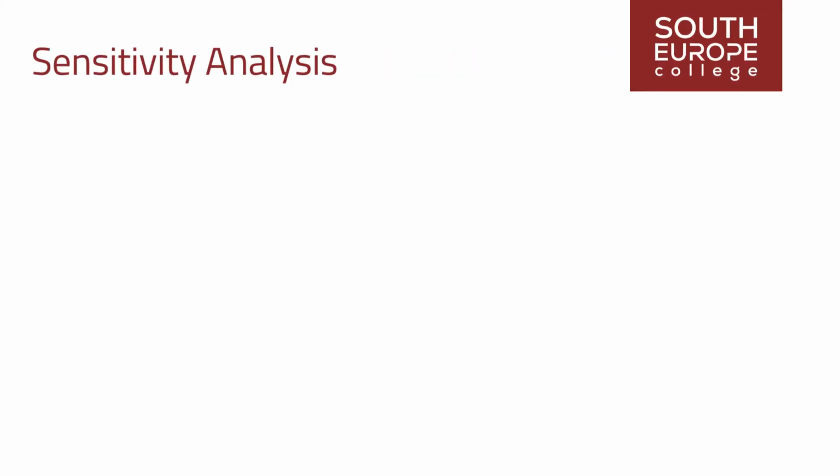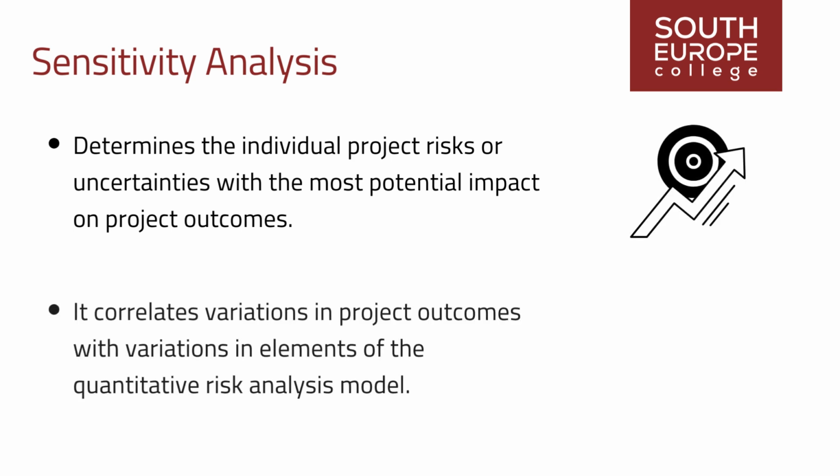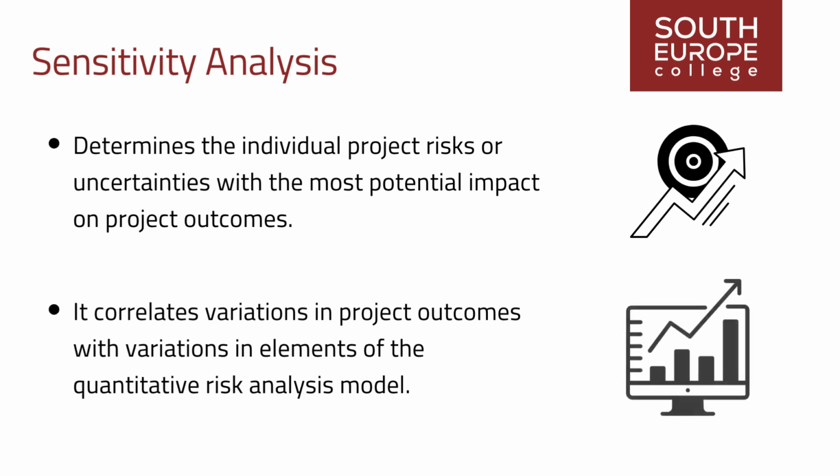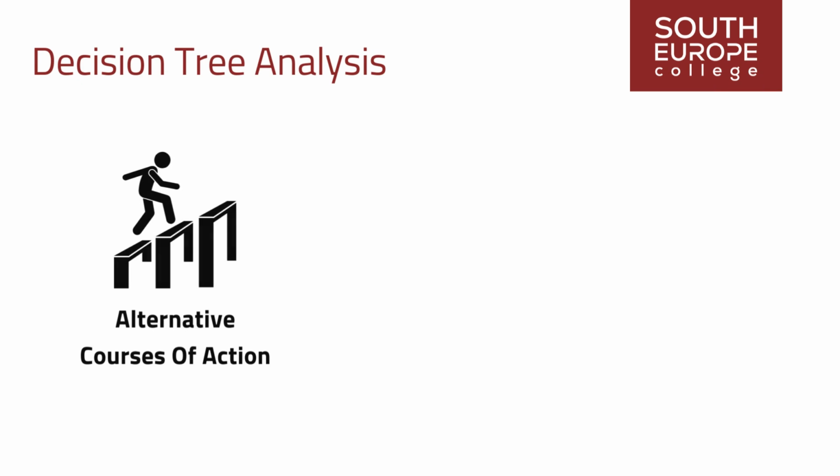Sensitivity analysis determines the individual project risks or uncertainties with the most potential impact on project outcomes. It correlates variations in project outcomes with variations in elements of the quantitative risk analysis model. Decision tree analysis supports the selection of the best alternative courses of action.